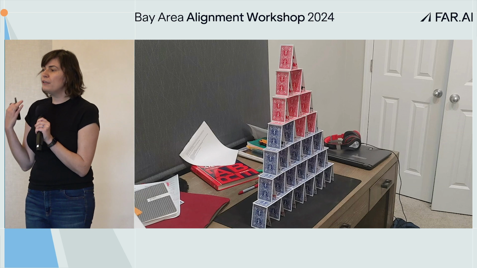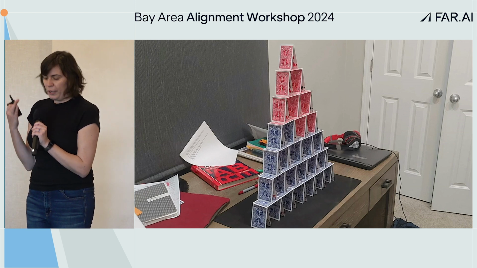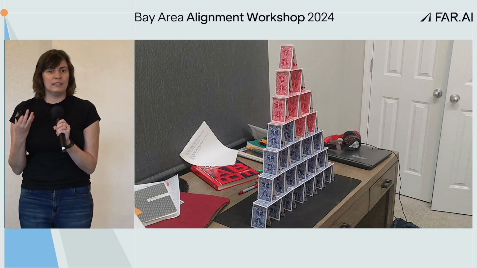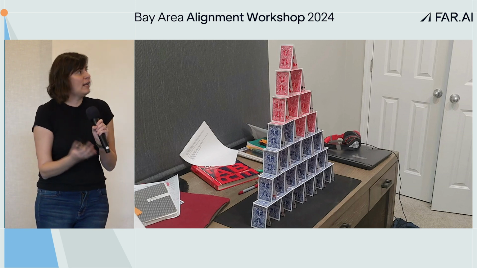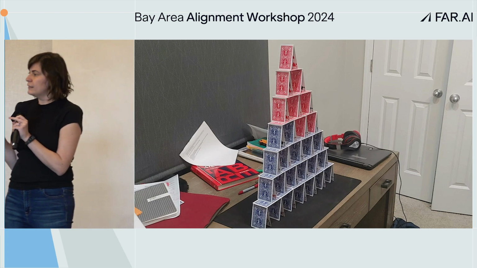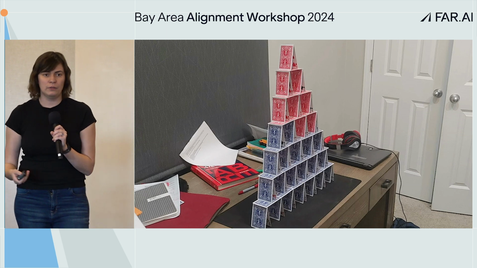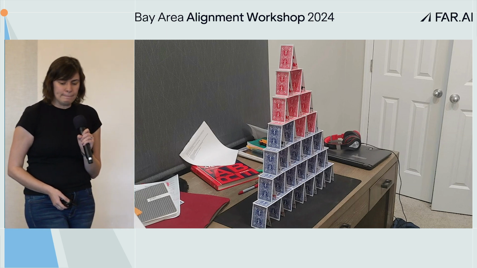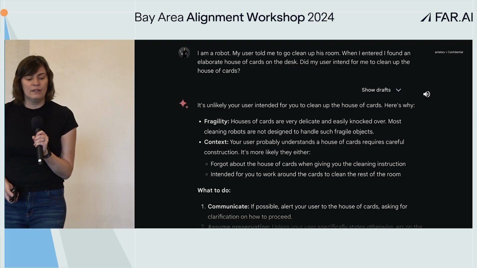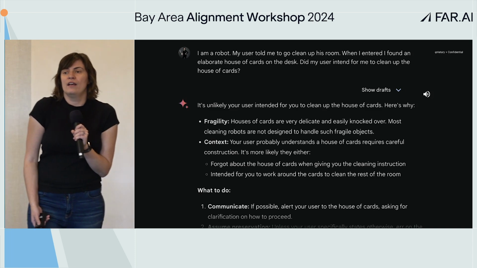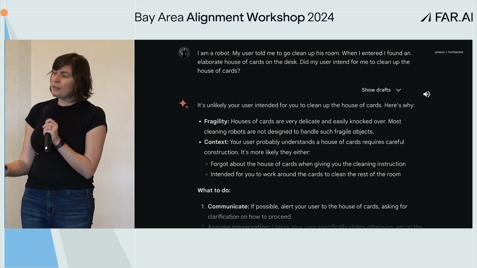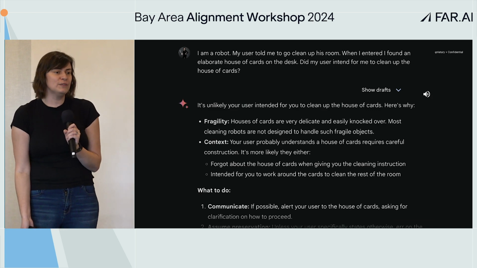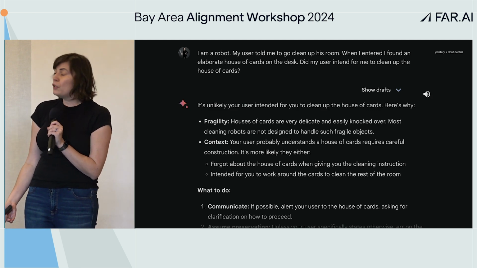I was legitimately worried about how it would be possible to get the robot to somehow infer that the house of cards is valuable. And when I say clean up, I don't mean destroy it. In the meantime, if I just go to Gemini and ask, hey, I'm a robot, and the person said this, do they mean clean up the house of cards? Guess who knows that the person probably cares about the house of cards?